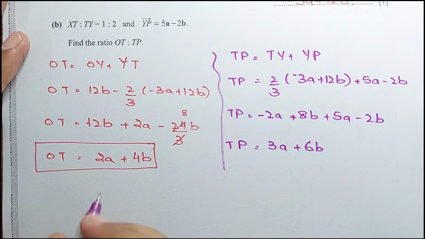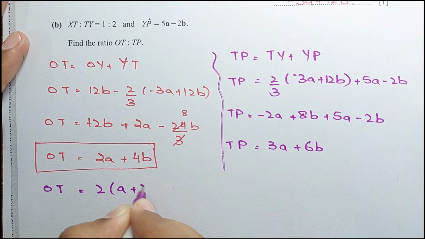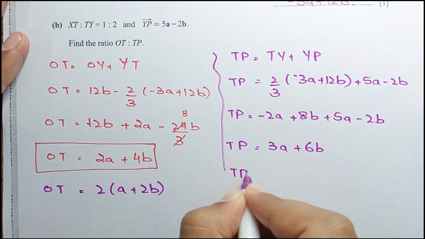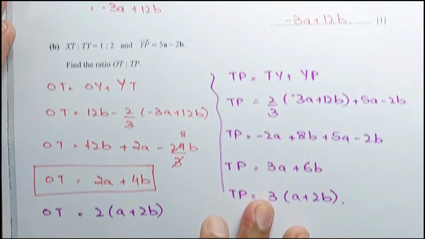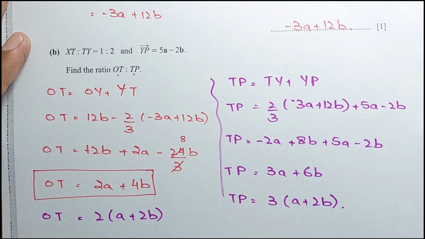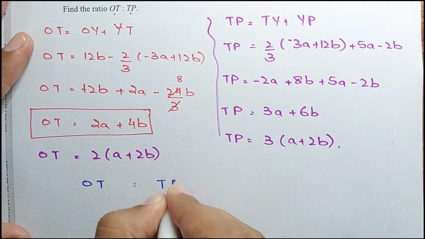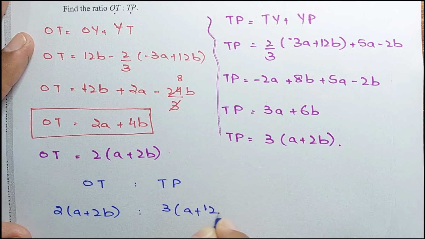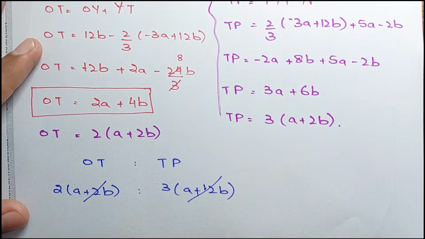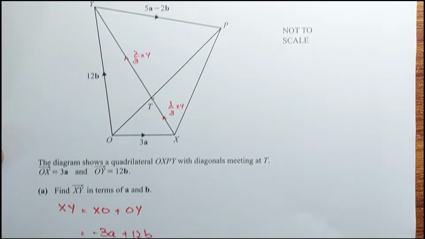Okay, so for OT, we can take 2 common, a plus 2b. For TP, we can take 3 common, a plus 2b. Okay, now we need to figure out the ratio of OT and TP, right? So OT ratio TP. OT is 2, a plus 2b, and TP is 3, a plus 2b. A plus 2b is cancelled out, so we are left with the ratio 2 to 3. Right. So that is the last question of our paper.